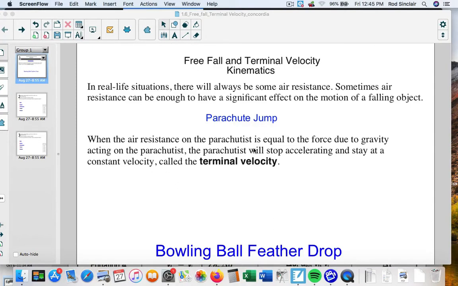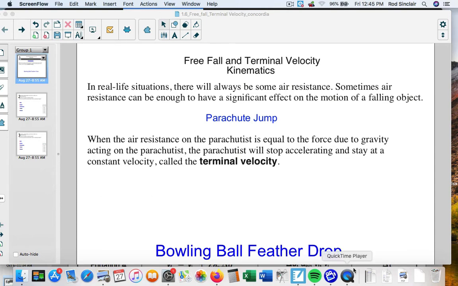So today we're going to look at free fall and terminal velocity in the kinematics unit. If you recall from before, we were talking about the study of motion, kinematics, in which we were looking at the 5 key equations to describe changes in an object's motion. Before, we were talking about an object that was falling. In a real life situation, there's always going to be some air resistance.